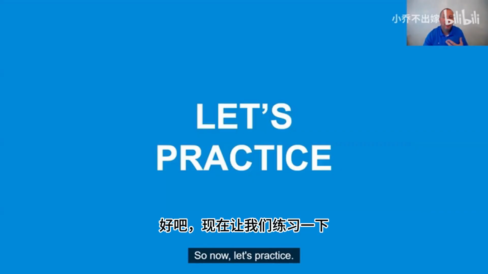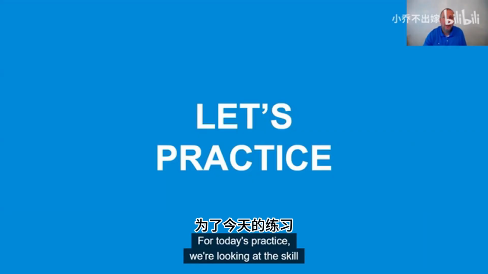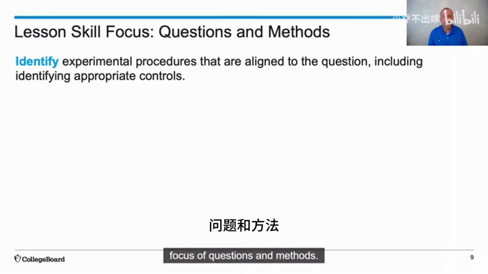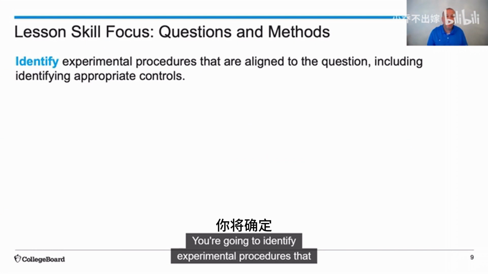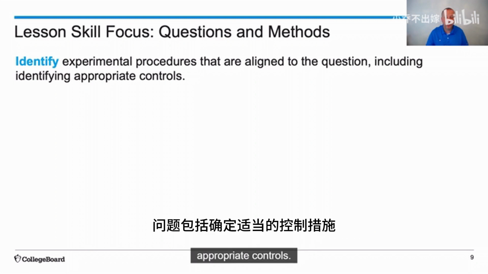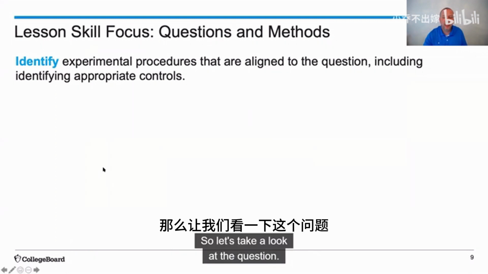All right, so now let's practice. For today's practice, we're looking at the skill focus of questions and methods. You're going to identify experimental procedures that are aligned to the question, including identifying appropriate controls. So let's take a look at the question.